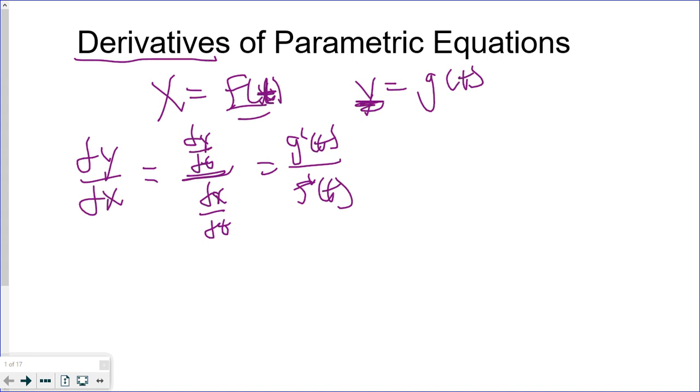It's actually not that terrible. All it is is taking the derivative of y divided by the derivative of x. That makes sense, because the derivative is the change in y over the change in x, so it makes sense to take the derivative of y divided by the derivative of x. So let's look at an example with that.